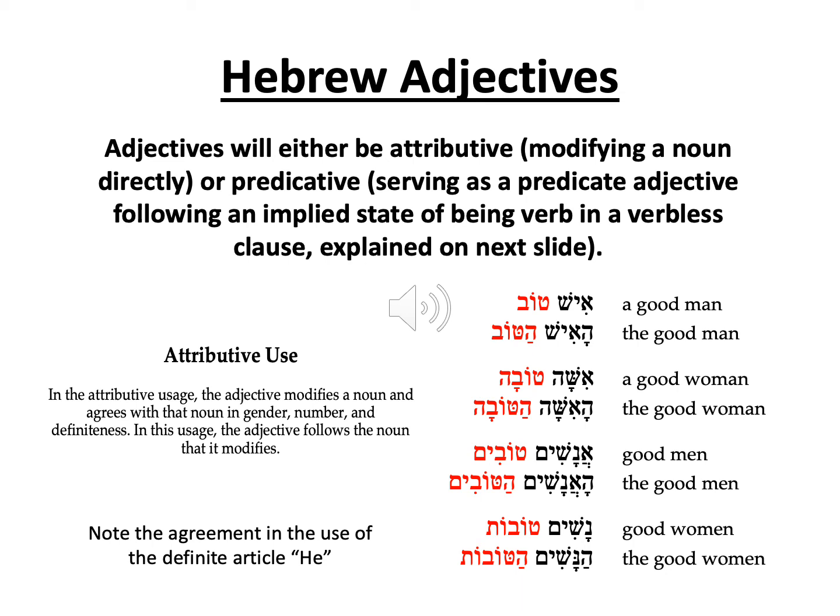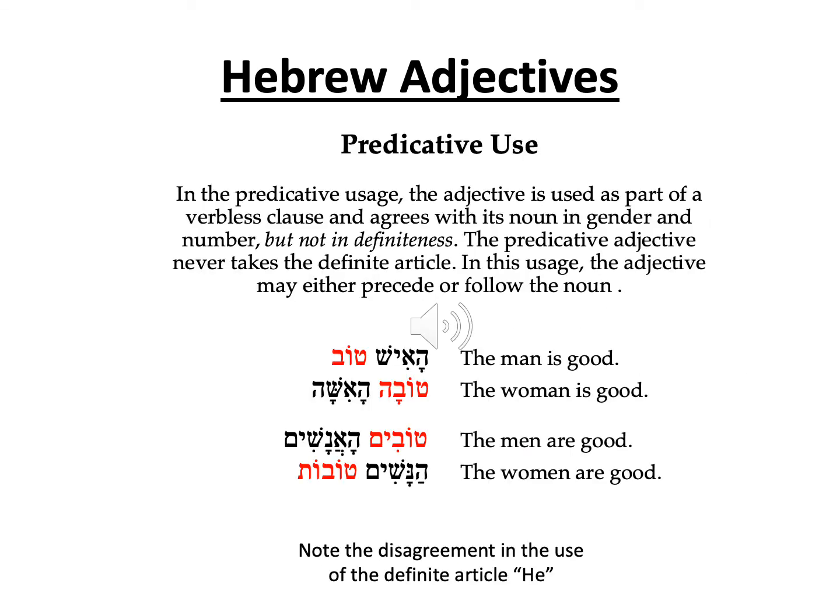The same is true for a plural, Anashim Tovim, and women, Nashim Tovot. Again, they have to agree with each other in gender and they have to agree with each other in number. Although there's also an agreement in terms of definiteness. If the noun has the definite article, then the adjective will also have the definite article. So instead of ish tov, we have ha-ish, ha-tov, the man, the good. The words must agree. This is really what shows us that this is the attributive case, that they agree with each other in definiteness, in gender, and in number.